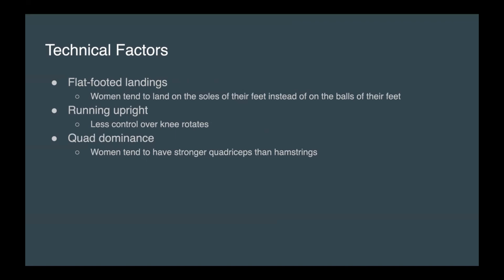Technical factors include flat-footed landings, running upright, and quad dominance. With flat-footed landings, women tend to land on the soles of their feet instead of on the balls of their feet. By landing flat-footed, the knee has to absorb most of the shock from the landing instead of it being absorbed by the balls of your feet. The knees are automatically going to be catching all that absorption.